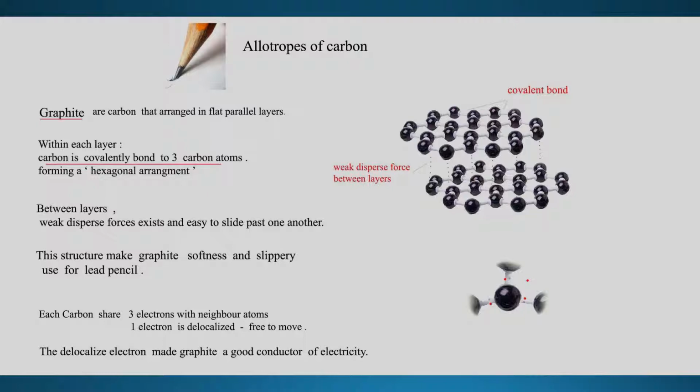Graphite has another feature. Carbon has 4 electrons. Remember? 4 electrons. Now how many electrons are bonding here? 1, 2, 3. Where is the other electron? These 3 electrons are bonding, but you have one more loose electron. This is a delocalized electron. This delocalized electron is free to move. What does it mean when an electron is free to move? A free-moving electron conducts electricity.